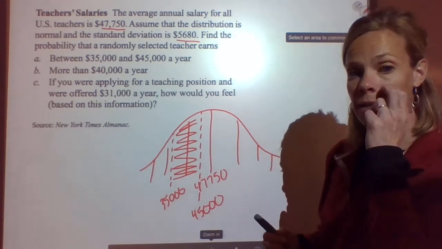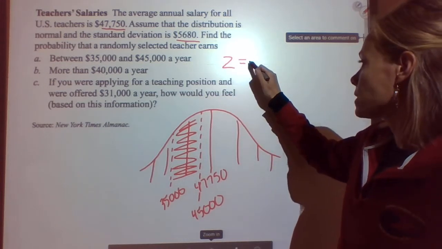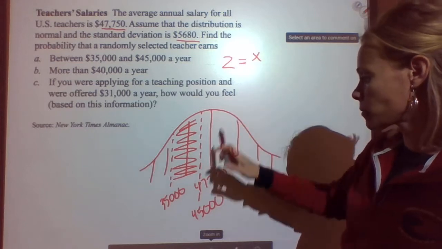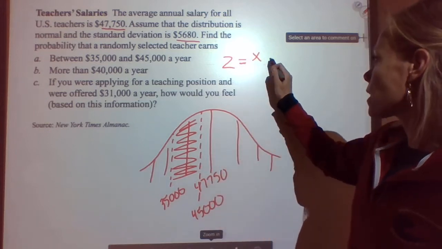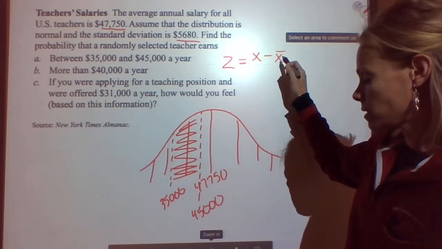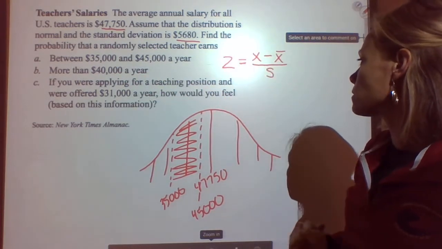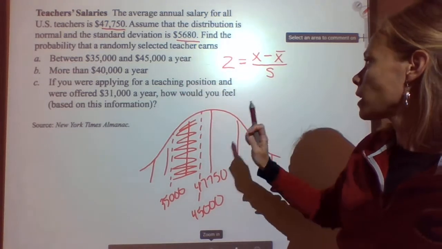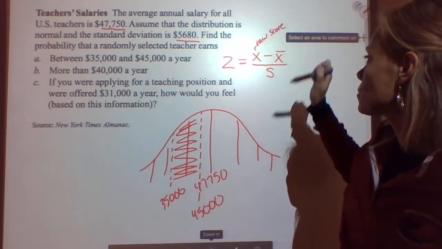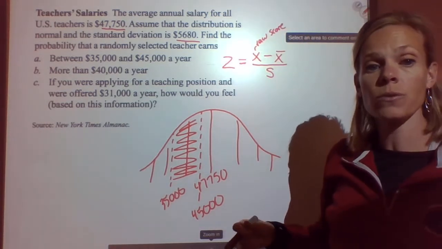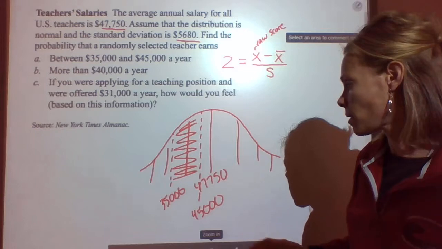So we have a handy-dandy formula. To find a z-score, I take the raw score, the x, which in this case will be 35,000 and 45,000. I subtract the mean, which in this case is 47,750, and divide by the standard deviation, which was given to us here. This converts any raw score into a z-score, so then I can use the table in my book to find that probability. Let's continue on with this problem.